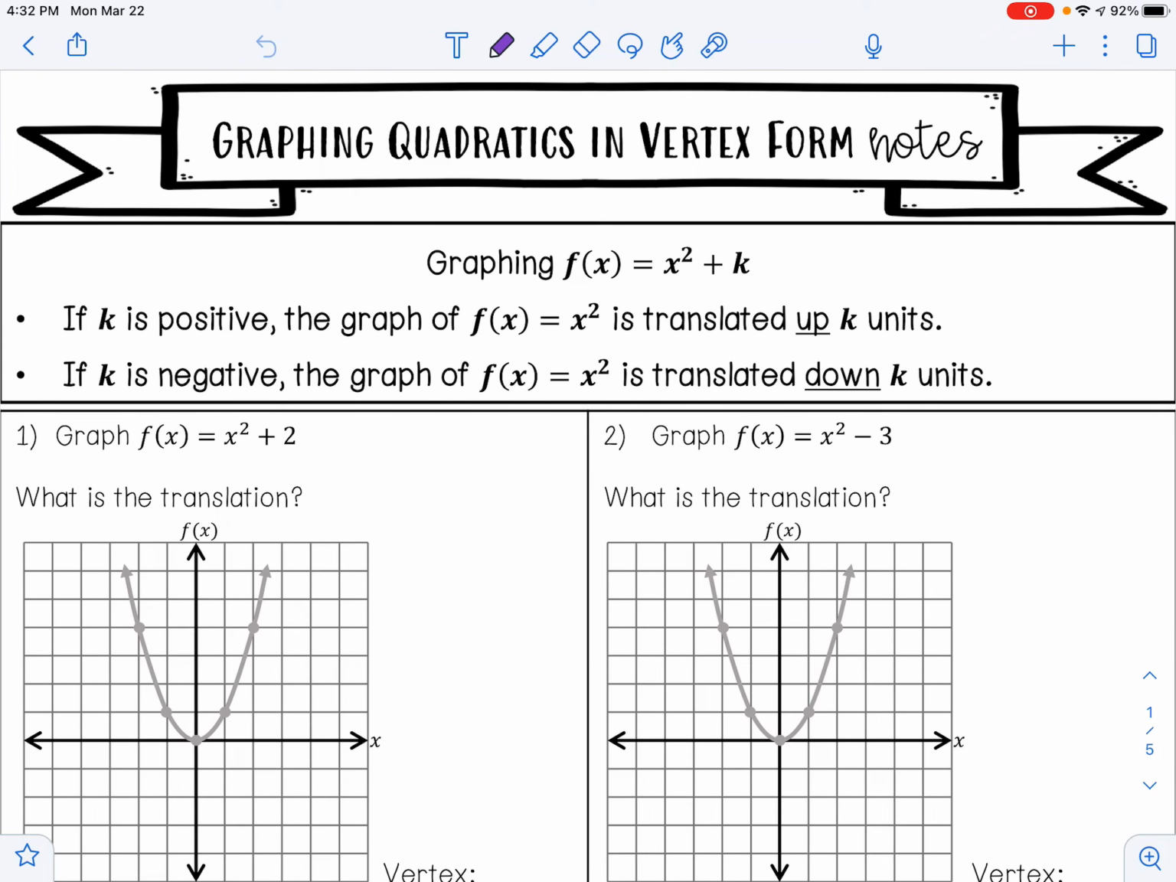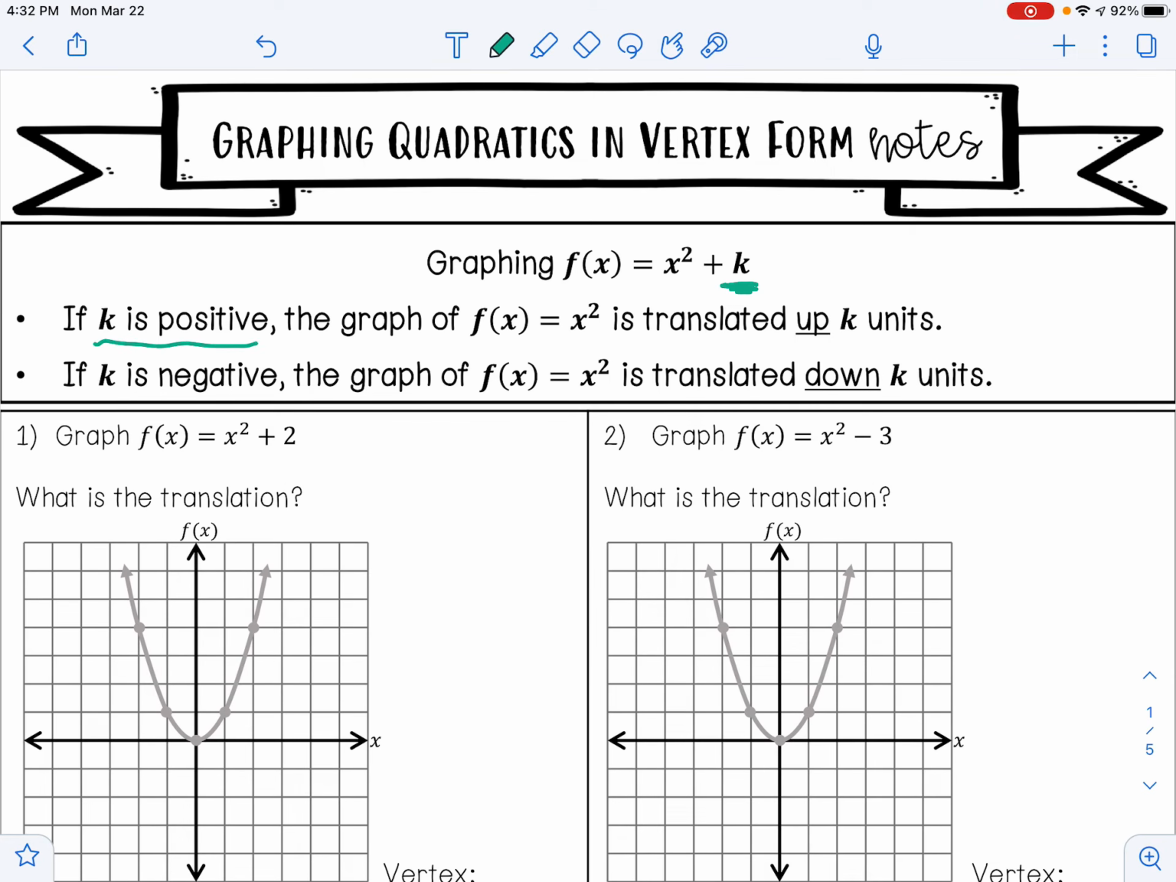Hello everyone. Today we're going to learn how to graph quadratics in vertex form. So if we have something of the form f of x equals x squared plus k, k is a number that is telling us to translate the graph either up or down. So we're just shifting the graph up or down.